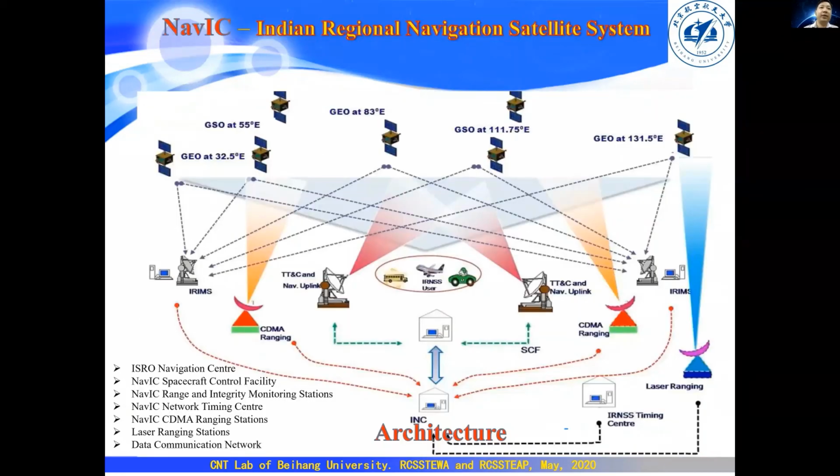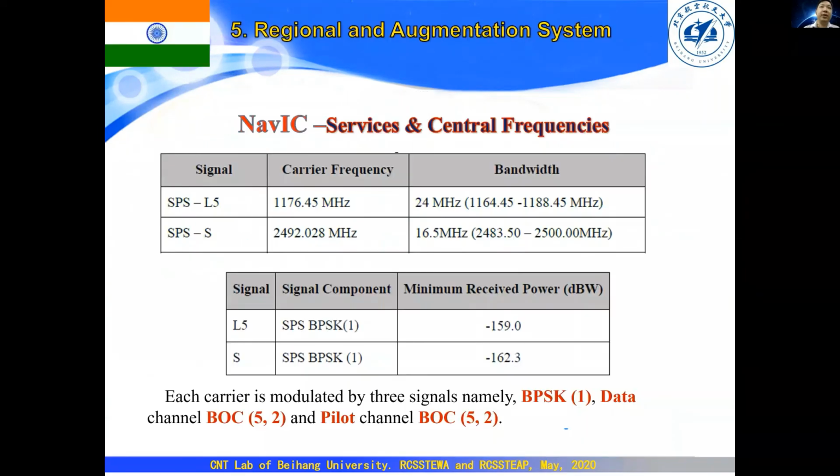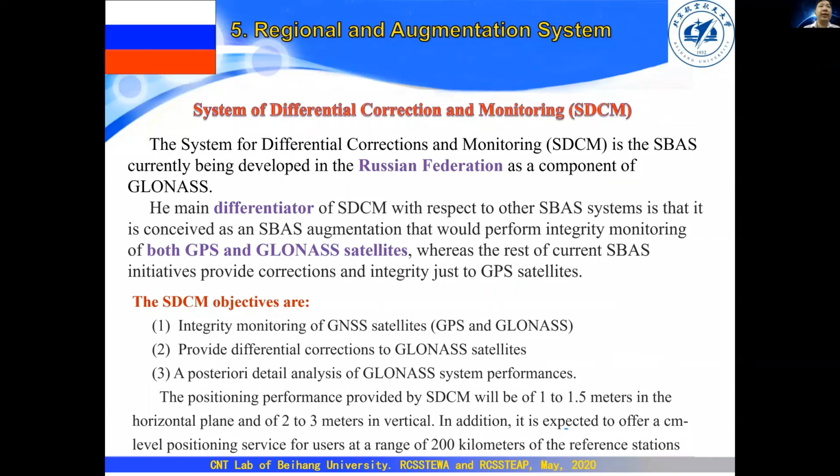So this is its architecture. Its constellation has 3 geostationary satellites and 4 inclined geosynchronous satellites. They are all launched, and in 2014 they published the documents for how to use the system. They hope users can use the system in the L1 and L5 frequencies. And the last one is the augmentation from Russia.